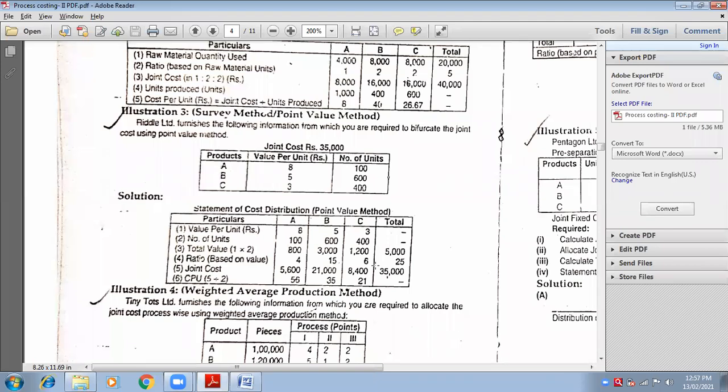Now, based on this ratio, I can easily divide my joint cost into these three joint products, A, B, and C. So, very simple. What I have to do is take 35,000, which is my joint cost, divided by the total of 4 plus 15 plus 6, which is 25. So the shortcut method in calculation is 35,000 divided by 25 into 4 is equal to, 15 is equal to, and 6 is equal to.